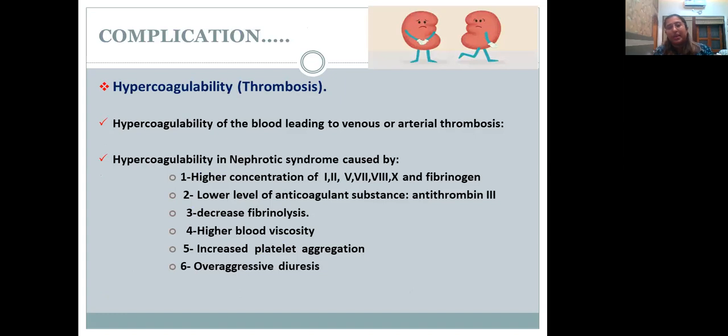The next important complication is hypercoagulability or thrombosis. Venous thrombosis is much more common than arterial thrombosis. This mainly occurs because of hypercoagulability of the blood, which in nephrotic syndrome is caused by the following factors: higher concentration of factors 1, 2, 5, 7, 8, and 10, mainly our intrinsic pathway factors and fibrinogen. There is a lower level of anticoagulant substances like antithrombin, decreased fibrinolysis, higher blood viscosity, increased platelet aggregation, and over-aggressive diuresis.